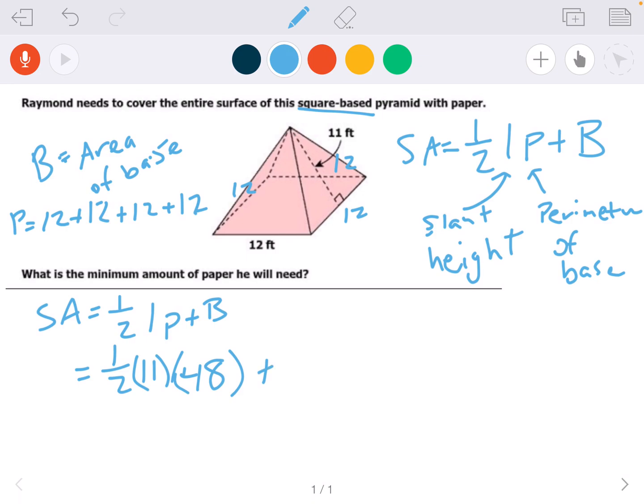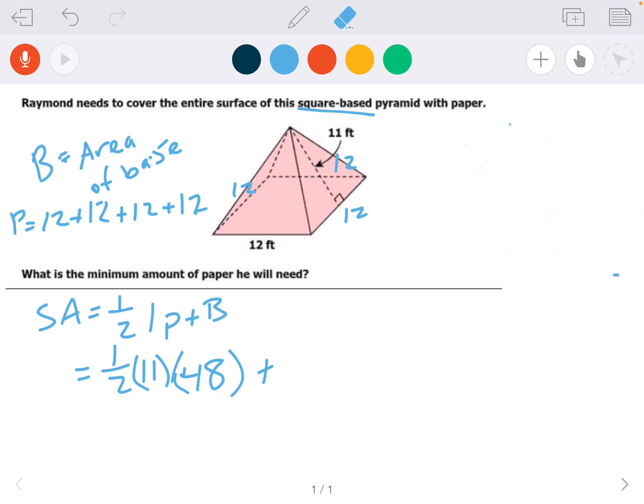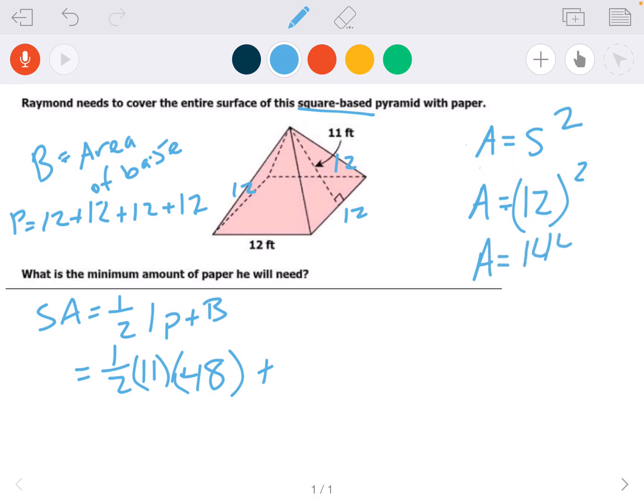And then finally, the last thing we need to figure out is big B, which is the area of the base. So the area of the base, again, we have a square, so I'm going to give you another formula, which I got again from the formula sheet. The area of a square is area equals side squared. So our side, in this case, they're all the same because it's a square. Our side is 12. So our area of the base is 12 squared, which is 144. So I'm going to plug in 144 for that big B.